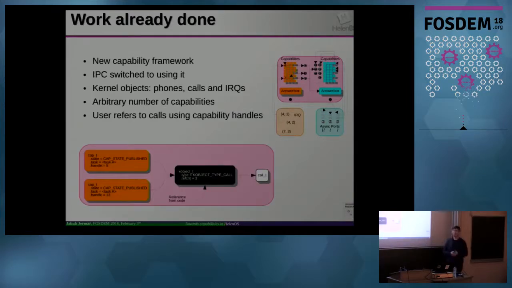Now, what do we have now? The situation has changed slightly because we implemented a new capability framework and started with making IPC work with it. So IPC is now implemented on top of this framework. We also introduced two new kernel object types, one for calls, so we no longer refer to calls using kernel addresses, but we have proper capabilities that identify a kernel object for each call. And also, as was apparent from one of the examples, we now have capabilities for IRQ objects. Unfortunately, we still have only one answerbox per task, so we haven't fixed that yet.